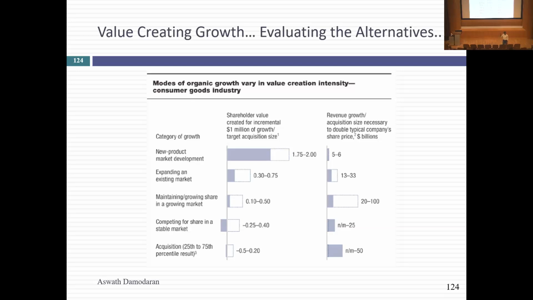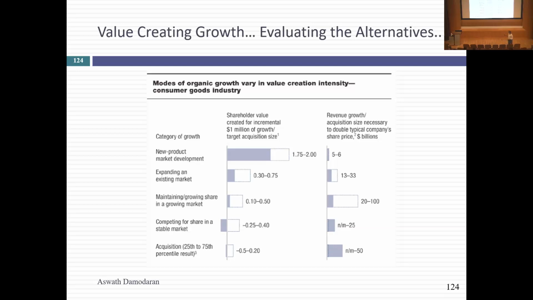So this is actually from a McKinsey Quarterly article where they looked at the dollar value created by a dollar invested in different growth strategies. And they've ranked them from best to worst. So looking across a sample, I don't know what's in the sample, it's a proprietary sample, but here's what they saw.